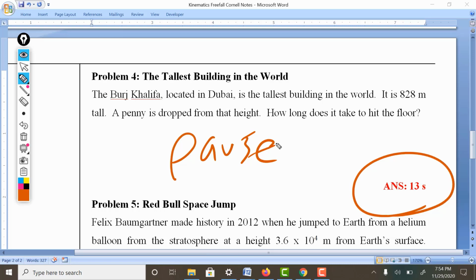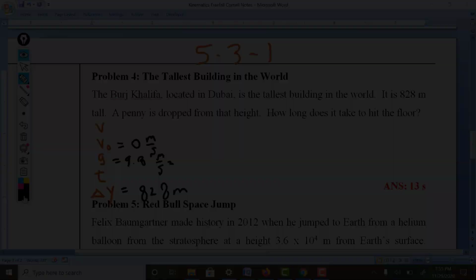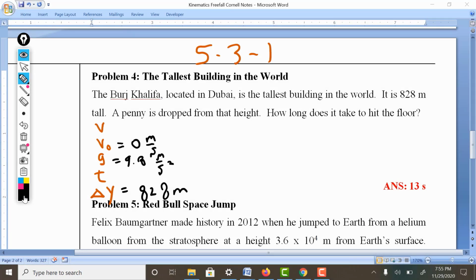But why don't you go ahead and pause, try that 531, see how far you get with this. So pause me. So if we do the 531, we go ahead and list the 5 variables, v, v naught, g, t, and delta y. Recall that the a has been replaced with g, and the delta x has been replaced with delta y. Those are the 5 right there. They gave us 3 things. Actually, they only gave us 1, right? The displacement. However, this is free fall, so the gravity is going to be 9.8.